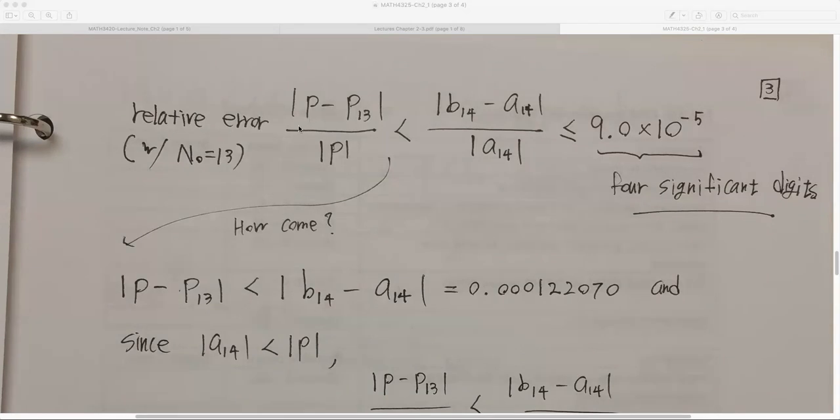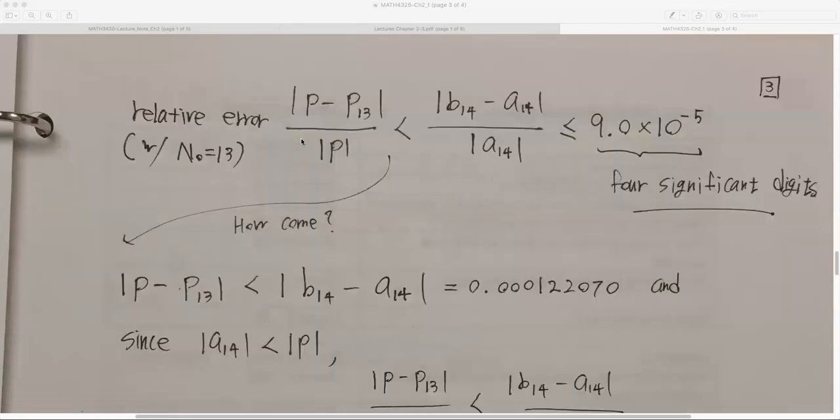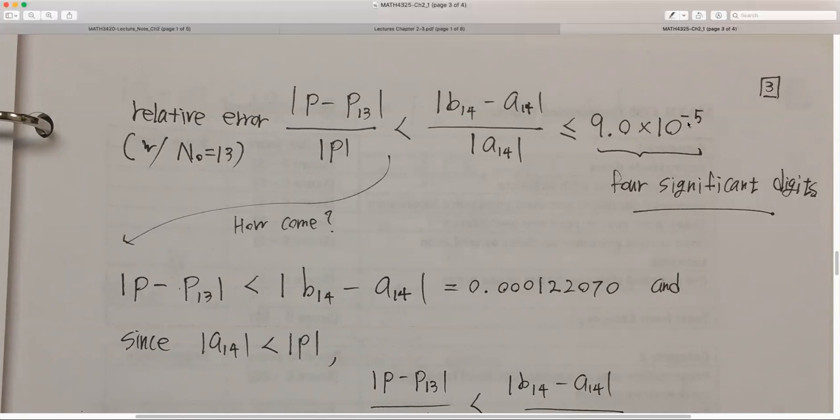So then, finding p13 based on the algorithm of the bisection method, this is less than b14 minus a14 over the absolute value of a14, and this is less than or equal to 9.10 to the negative 5.